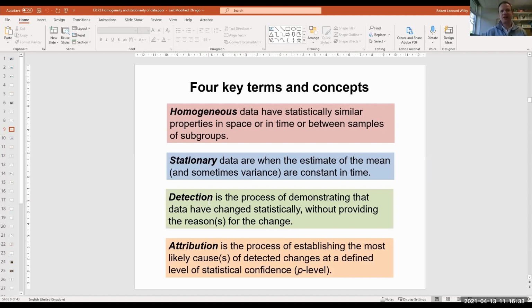And detection is our ability to basically find a trend or a pattern of change, but we're not attempting to explain it at this stage. We're just saying, is there or is there not a trustworthy trend in the data set? And then fourthly, we have attribution, which is if we find a trend or we don't find a trend, can we explain that? Is there a physical basis for that presence or absence of a trend? And this can be done formally at a certain statistical level.